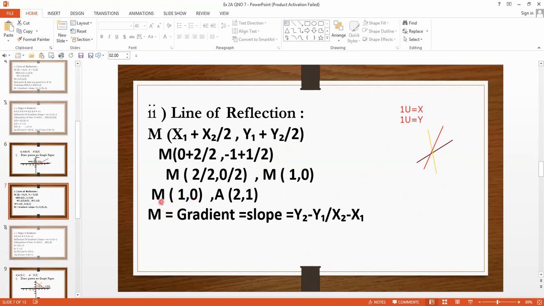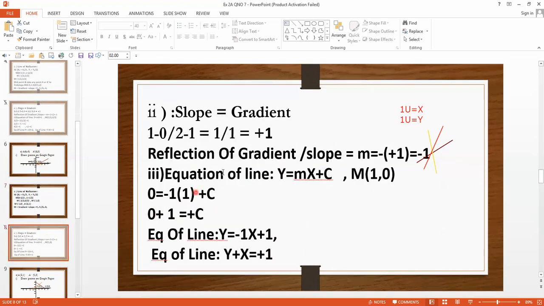I already told you, in order to find the gradient, you have to take the midpoint, as well as any one of the points. Either you can take A or A prime. The first value of this midpoint shows x1, and the first value of A shows x2. Similarly, this shows y1, this shows y2. So what is the formula for finding gradient? Vertical change over horizontal change. So it is equal to (y2 minus y1) over (x2 minus x1). Clear?